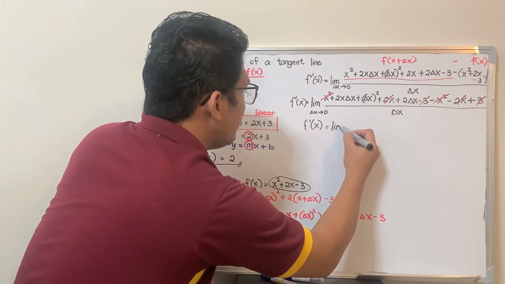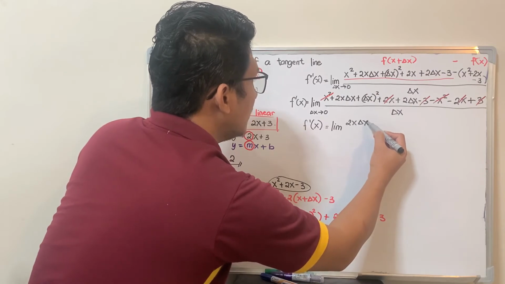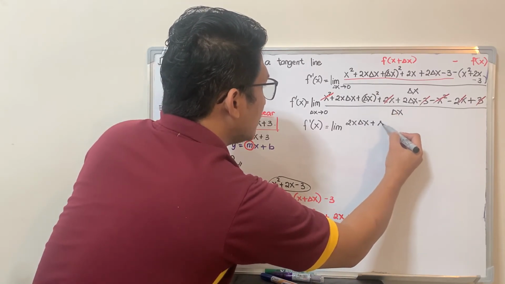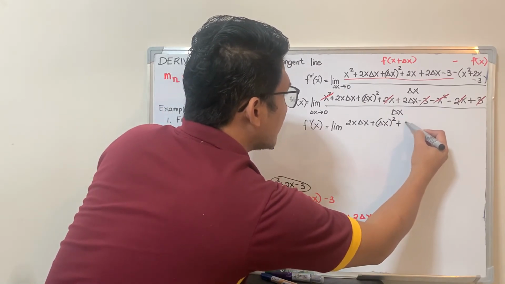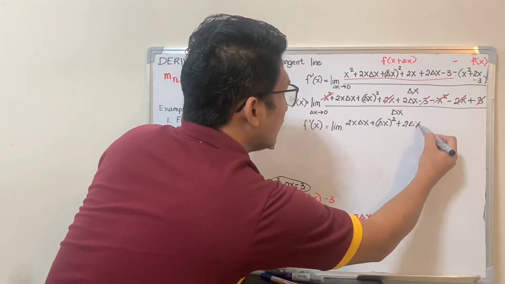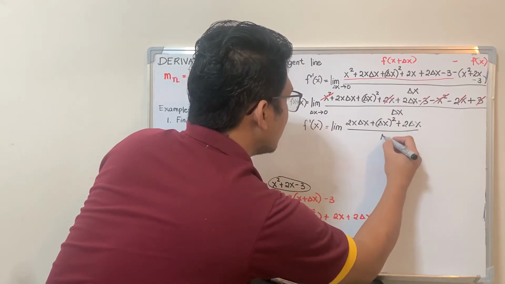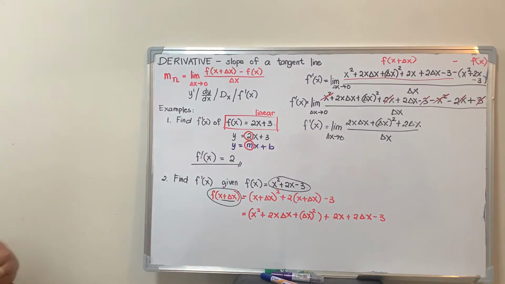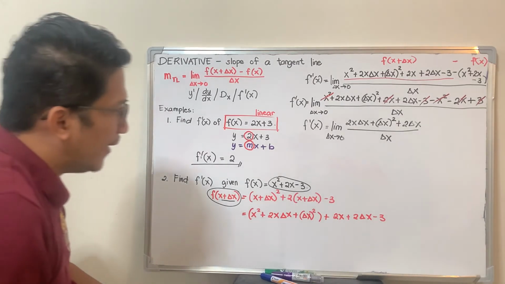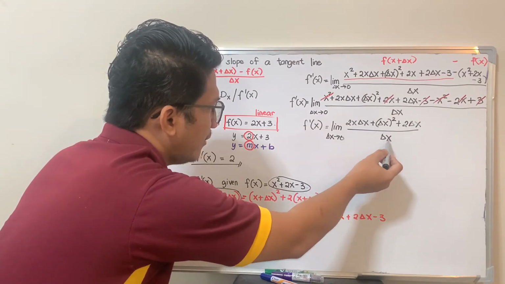You will come up with the limit of 2x delta x, plus delta x squared, plus 2 delta x, all over delta x as delta x approaches 0. Okay. Then we just apply simple algebra. Of course, you can divide every term here in the numerator by the denominator.